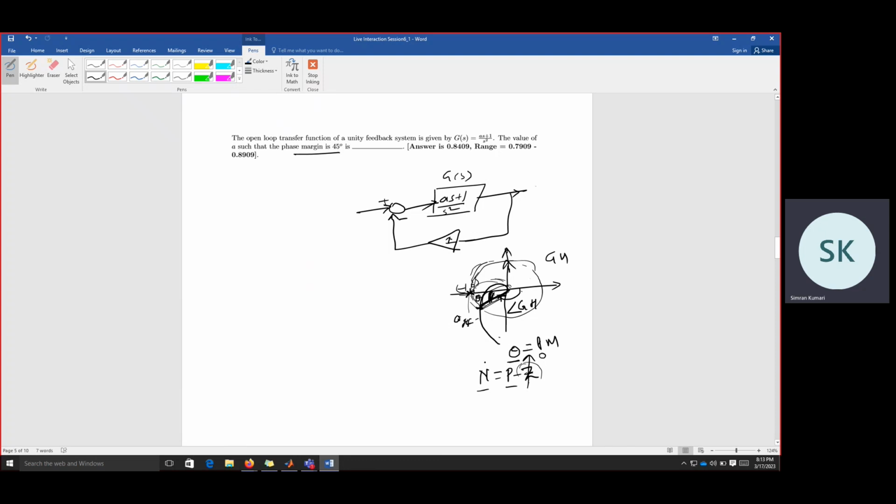So this theta will be pi plus angle of GH. Okay, now here it is unity feedback, so H is 1. So GH will be simply G, and if we find G of j omega, we have (j A omega plus 1) by minus omega square.